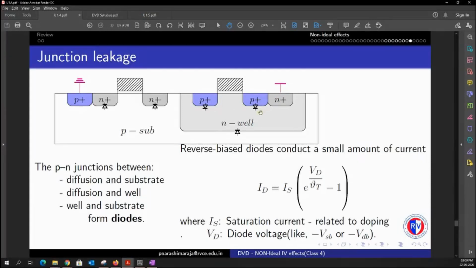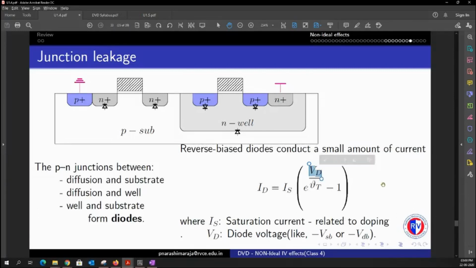Clear? Right now, you might not be able to appreciate this phenomenon because we still have a long way to go. The only thing is that these PN junction diodes are in general reverse biased. Whenever there is a reverse biased PN junction, we know that there is some leakage current, and one could model that reverse biased leakage current through this kind of expression.